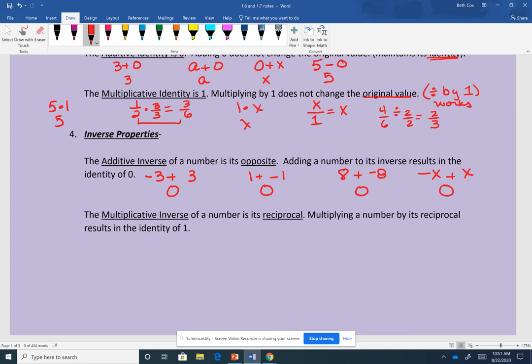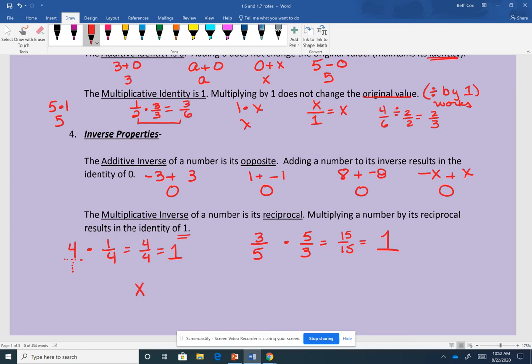Okay. And then the multiplicative inverse is reciprocal. Multiplying a number by its reciprocal results in the identity of 1. So if I have 4 and 1/4, those are reciprocals. If I multiply them, I'm going to get 1. Remember, this is going to be over 1, and that gives me 4 over 4, which we know is 1. And if I did 3/5 multiplied by its reciprocal, I'm going to get 1. I get 15 over 15, which is, of course, 1.